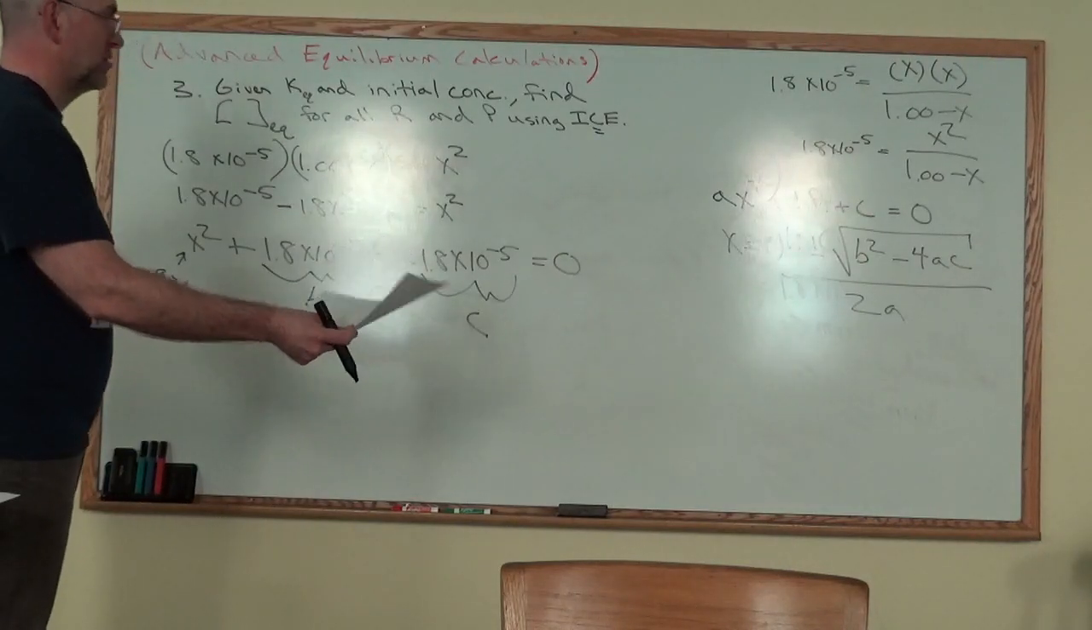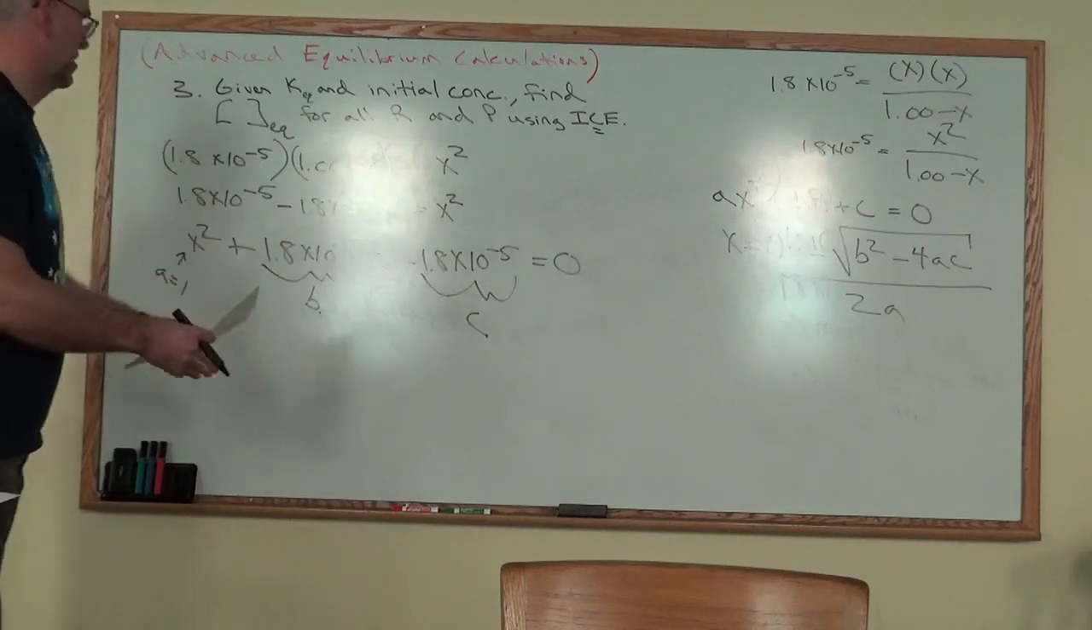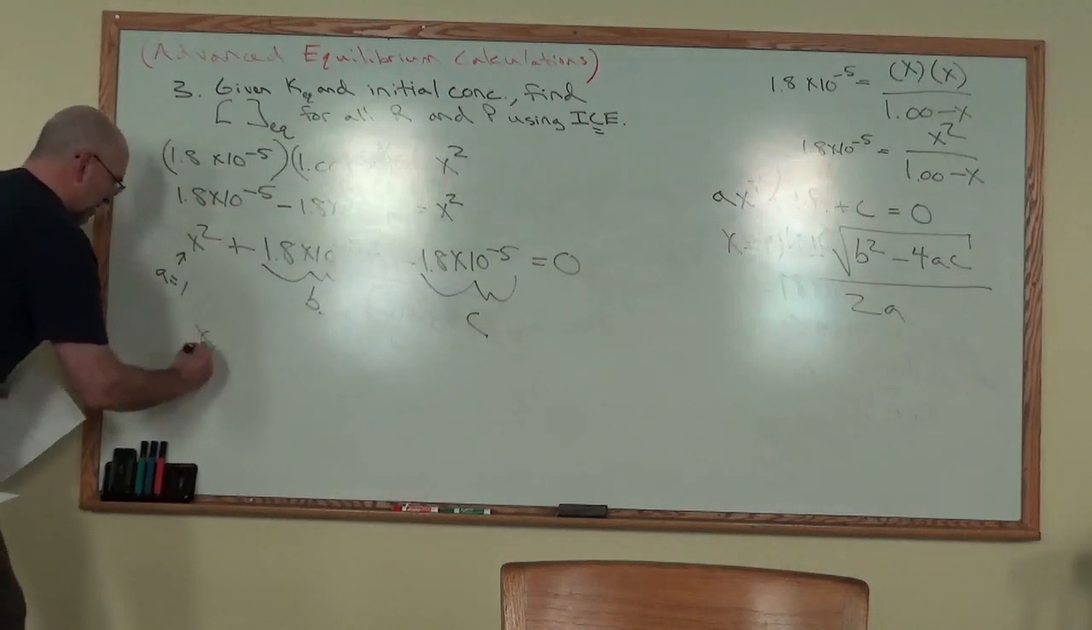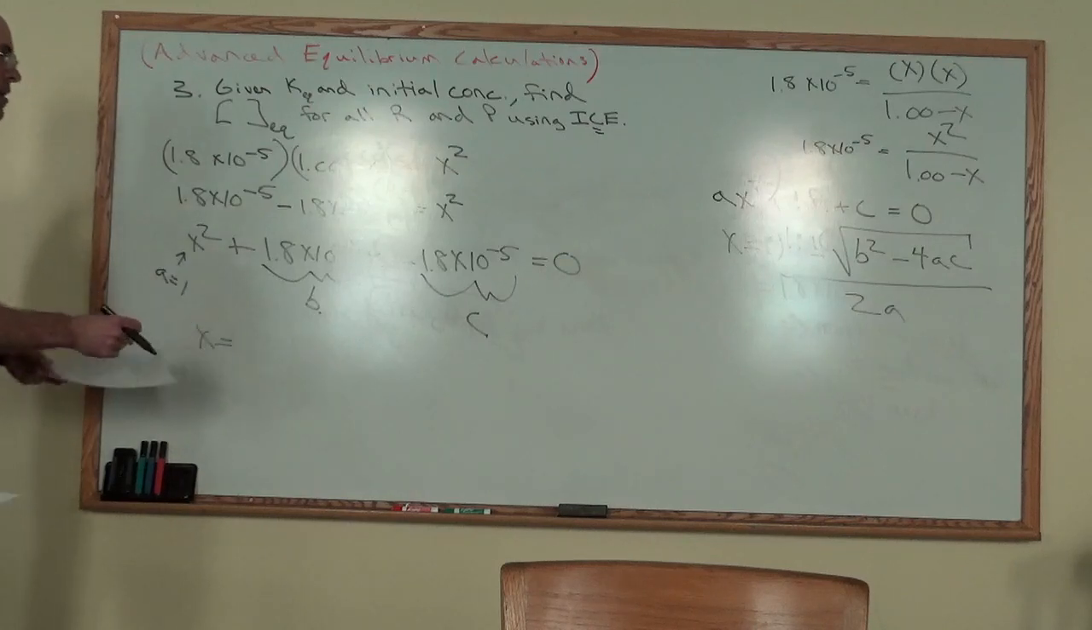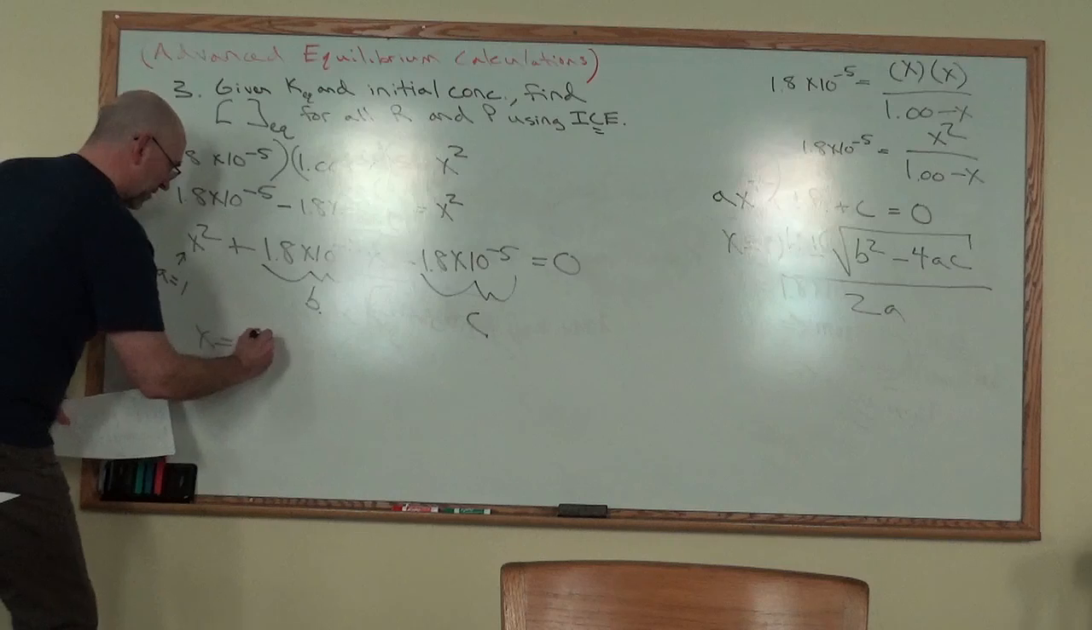Okay, so let's take this and put it into that. So in this case, x is going to be equal to negative b, so we have to take b and make it negative here.